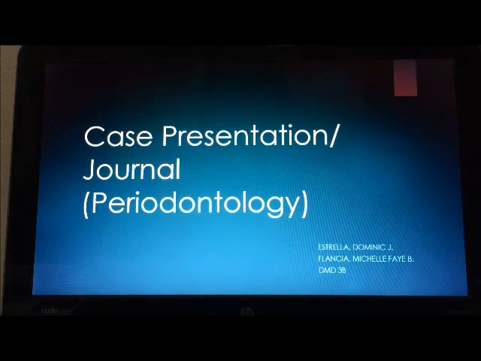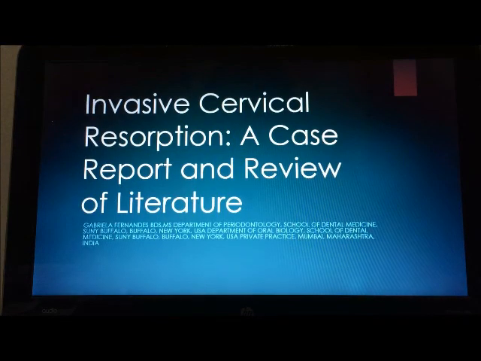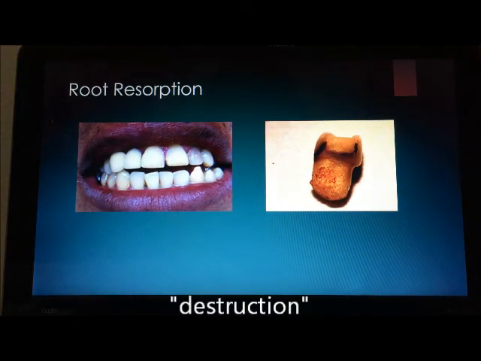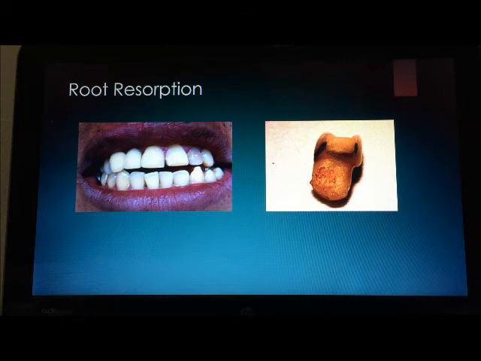This journal we will be discussing invasive cervical resorption, a case report, and review of literature. Root resorption is the destruction and disintegration of the root structure of the tooth due to an autoimmune response resulting in the host tissue cells attacking a part of the tooth structure.